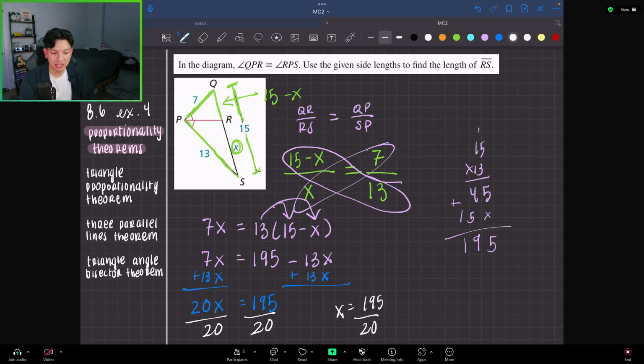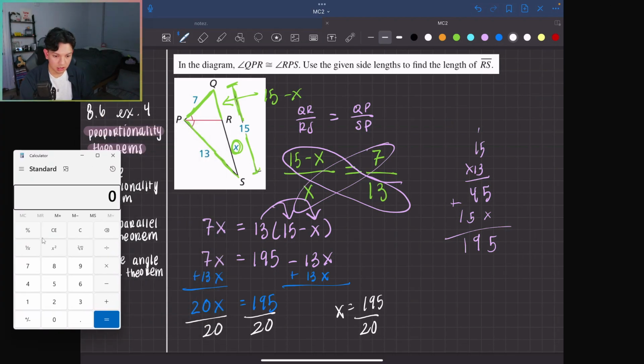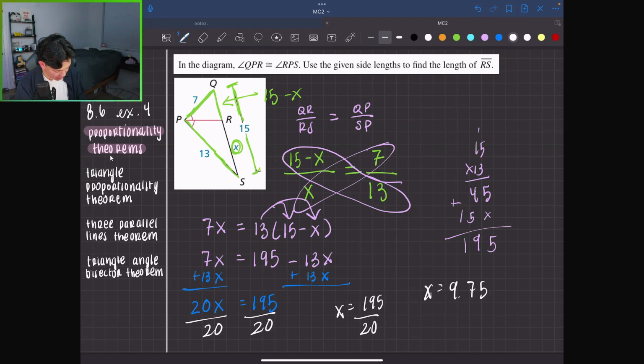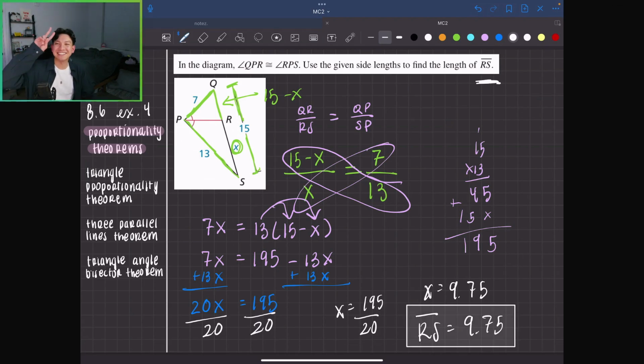20 cannot go into 195 perfectly, so let's use a calculator for this one actually. So 195 divided by 20 will give us 9.75. So x equals 9.75. So if x equals 9.75, the question goes back to find the length of RS. RS here, oh, RS is just x. Okay, so that's it. So the length of RS is 9 and 75 hundredths, or 9.75.